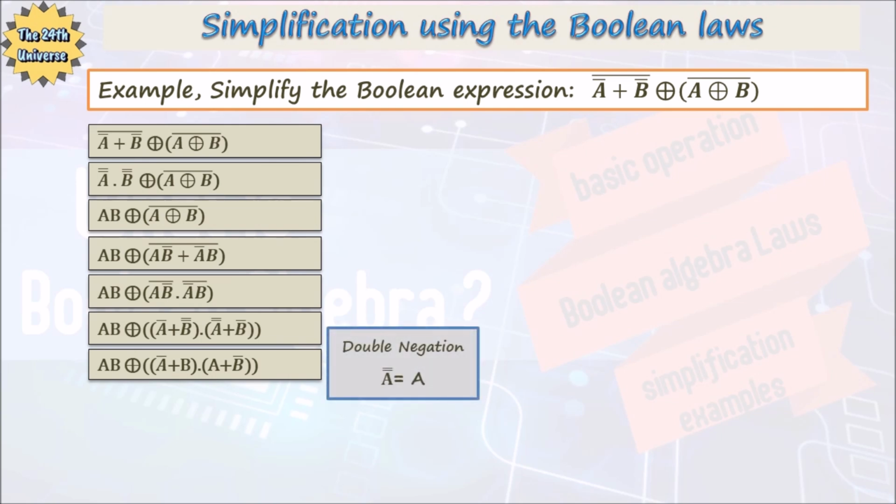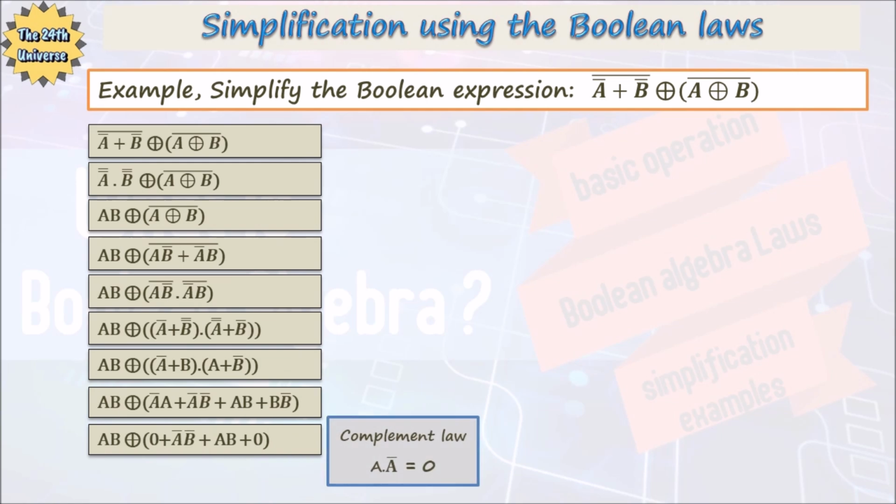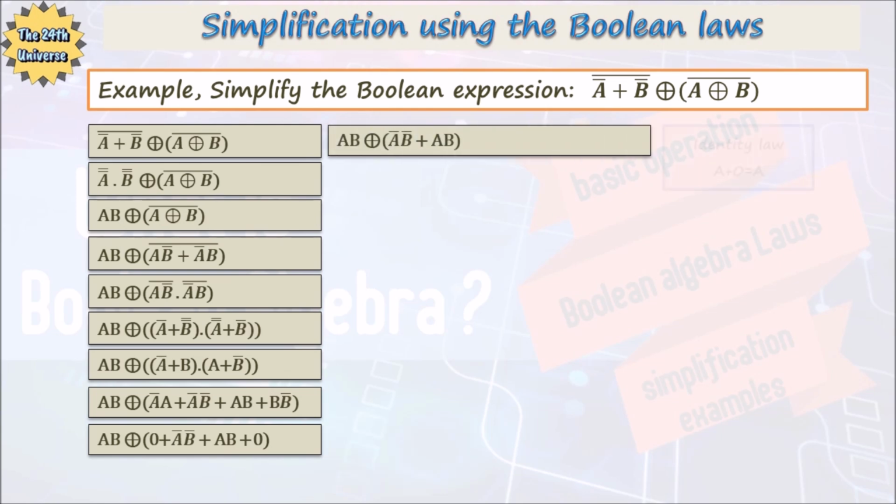Now cross multiply A bar with A plus B bar and B with A plus B bar like this. By the complement law, A bar A and B B bar reduce to 0 like this. Now the identity law says something ORed with 0 is something itself. So A bar B bar ORed with 0 is A bar B bar. Similarly, AB ORed with 0 is AB itself. So we have this expression now.